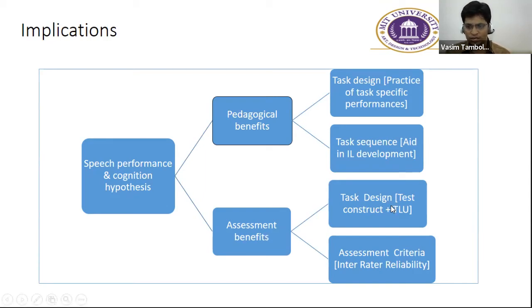For assessment, we can use these task characteristics to match our task with the target language use domain and make our assessment criteria more reliable by incorporating not only the error types, but the contextual task requirements the learners are attending to.